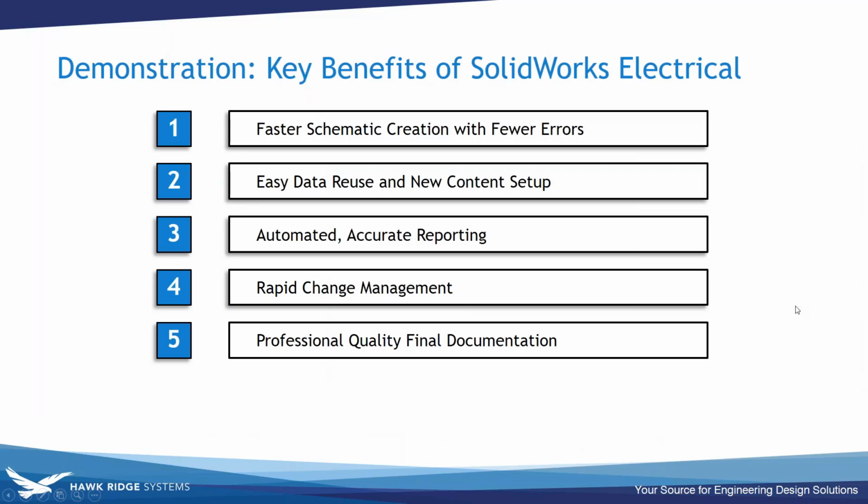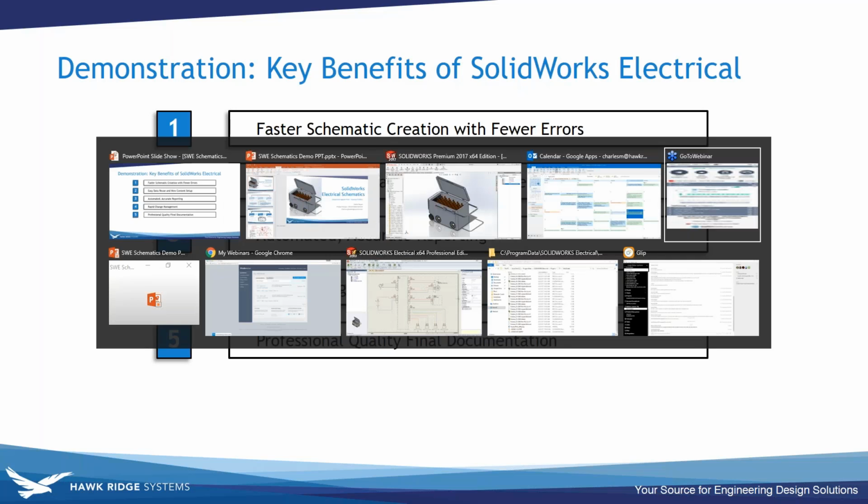All right, so let's take a look at actual SOLIDWORKS Electrical here. We're going to go through how to create a schematic, how to reuse some data, and some automated, accurate reporting. I'm not going to touch on change management too much, but I will show you that when you make some changes, it's going to update everything for you. Then we'll go into some final documentation, and finally show you one step further, the 3D environment, and how we can actually visualize this in 3D. I'm going to jump into SOLIDWORKS first so you can see what we'll be working on.